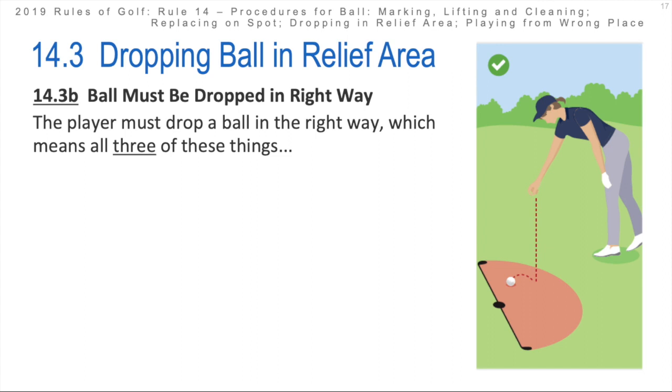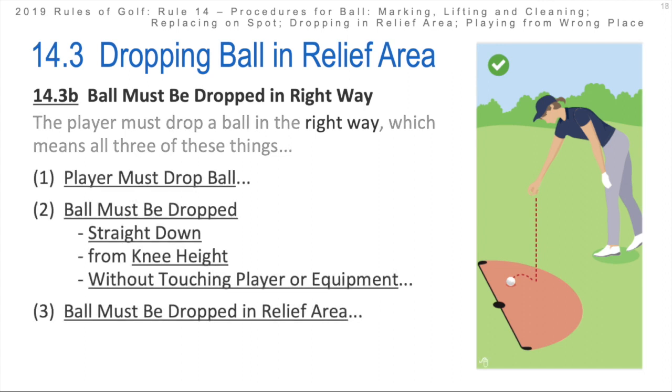What does that mean? There are three things we're going to look at. First of all, the player themselves has to drop the ball. The caddy can't drop it for them. Another player can't drop it for them. You yourself have to be the one who drops the ball. The ball must be dropped straight down and from knee height and cannot touch you or your equipment on the way down. And then the third thing is you have to strike the relief area. So the right way means you're dropping the ball, you're dropping it from the correct height and in the correct way, and the ball is being dropped in the right place.